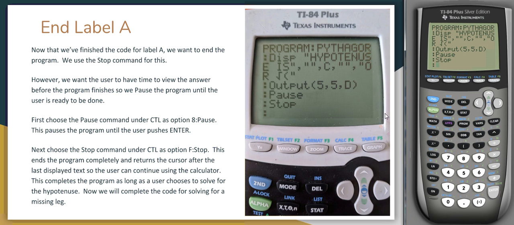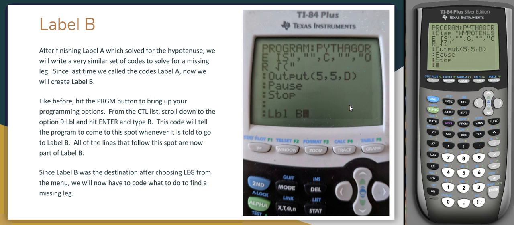So this was the first part of our program. It will run through all of this, and this will figure out your hypotenuse. Now we've done everything we need to tell the program how to figure out a hypotenuse. We're going to do pretty much the exact same thing, only this time we're going to figure out the leg. So start everything all over again.